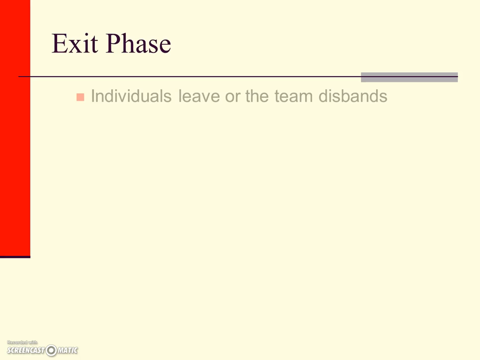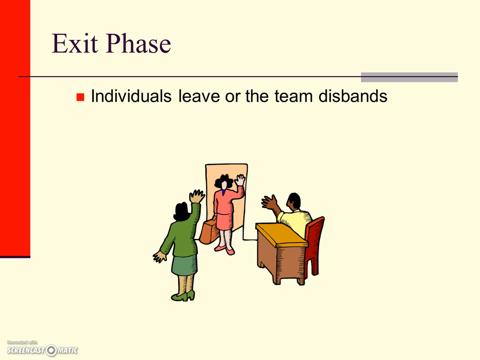And then we have something called the exit phase. And in the exit phase, this is when individuals leave or the team disbands. Now, it could be that the charge that the team had is over, it's complete, and so the team completely closes. Or it could be that some members leave the team and new members come on. Even though new members are coming on and the team is going to continue, it's not the same team. There has to be an exit phase.